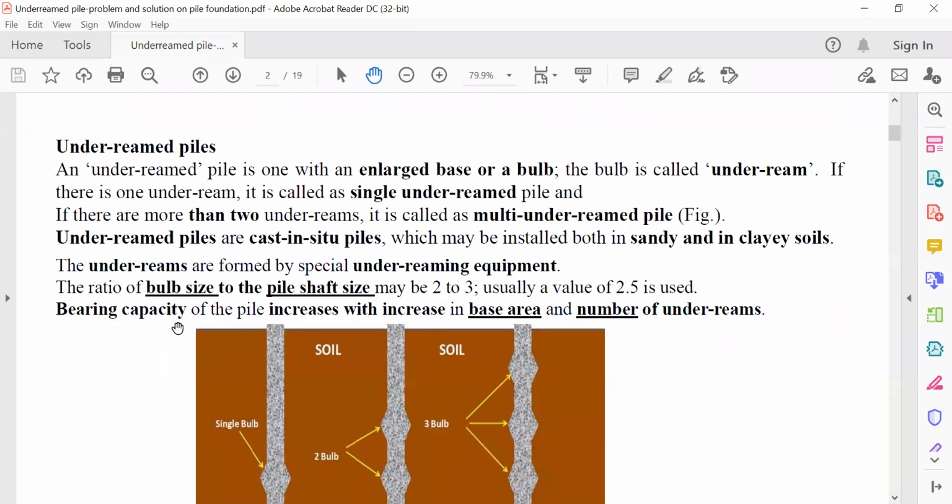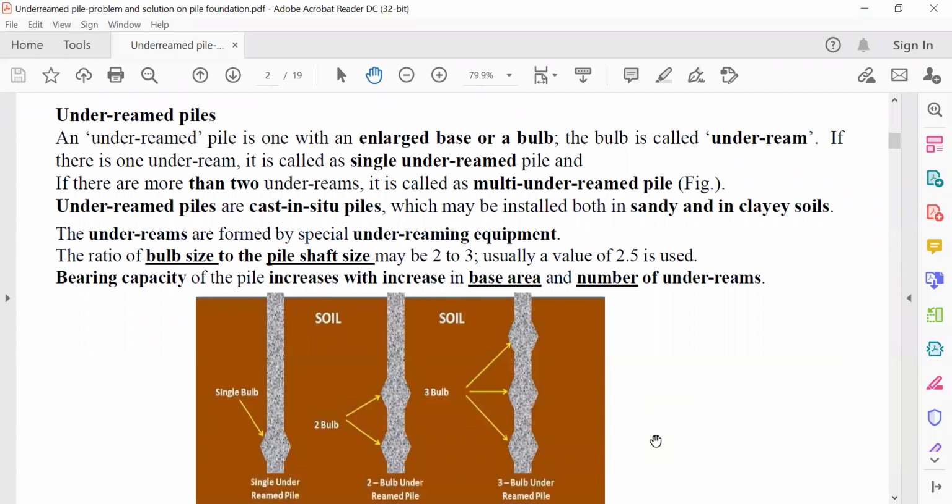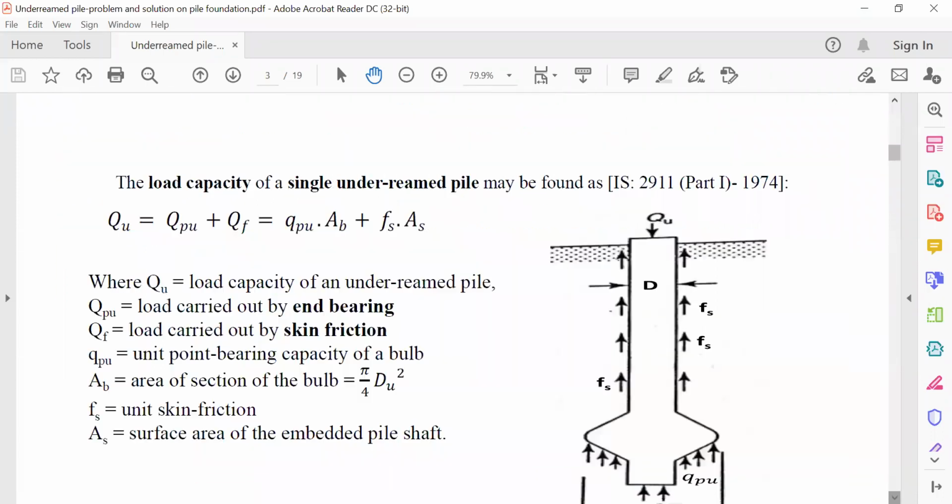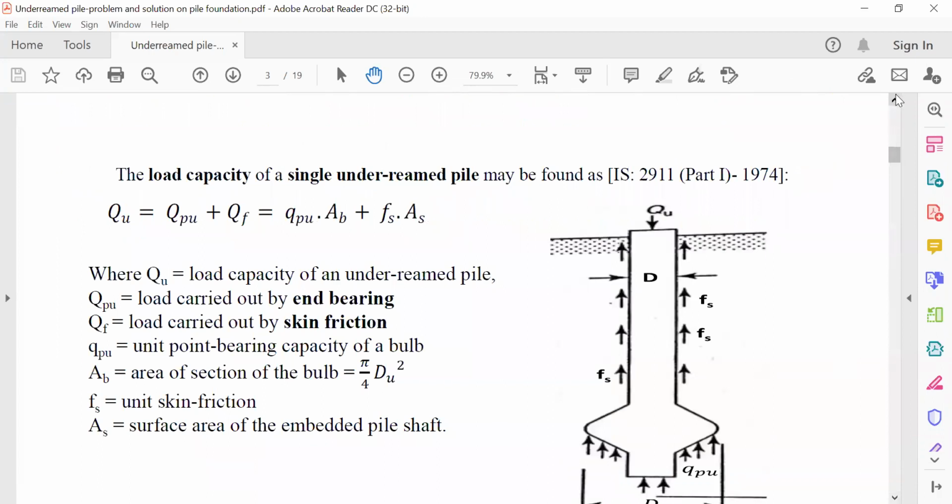So you can see here the bearing capacity of piles increases with the increase in base area. Base area means the area of the bulbs or the diameter of the bulbs if you are going to increase, or if you are going to increase the number of under-reams, the number of bulbs, inside the cast in situ hole, in that case the bearing capacity will also increase. So these are the figures which we have to see here. So under-reamed piles. Now we shall see the next parts.